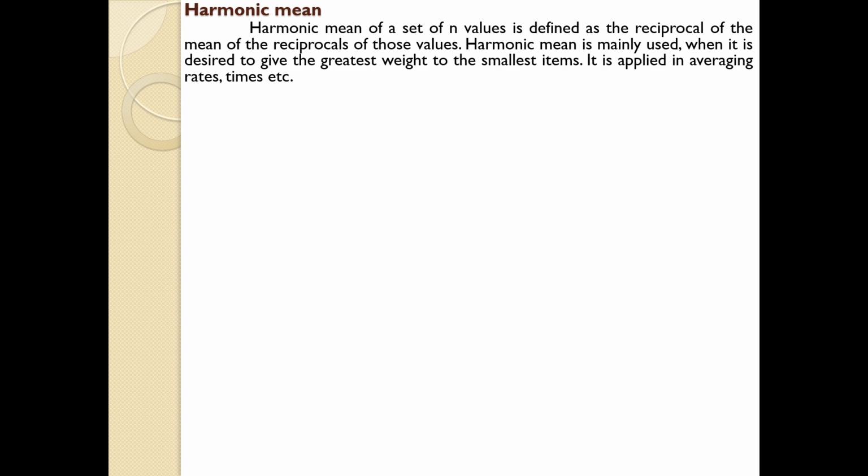Harmonic mean of a set of n values is defined as the reciprocal of the mean of the reciprocals of those values. Harmonic mean is mainly used when it is desired to give the greatest weight to the smallest item. It is applied in averaging ratios, time, etc.